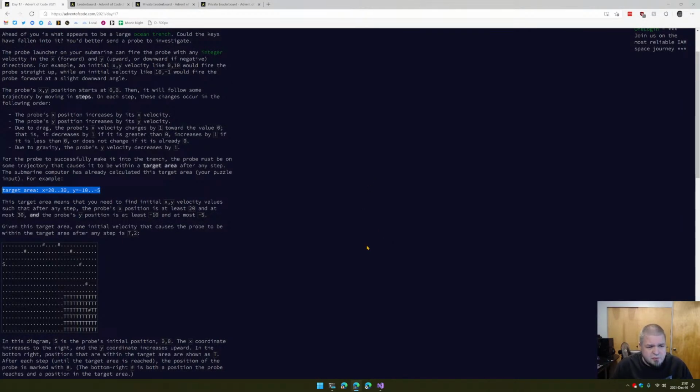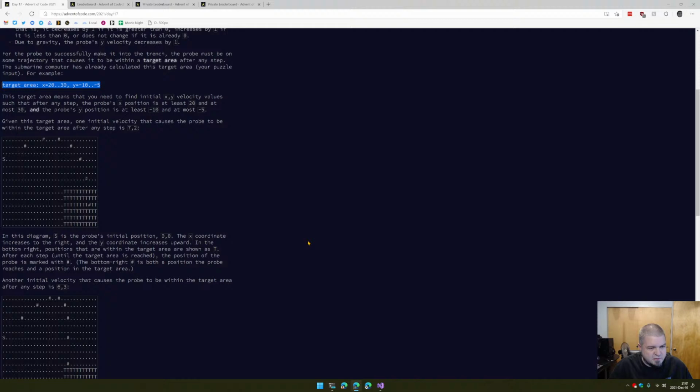Target area means you need to find initial xy velocity values such that after any step, the probe's x position is at least 20 and at most 30, and the probe's y position is at least minus 10 and at most minus 5. Given this target area, one initial velocity that can cause the probe to be within the target area after any step is 7, 2.